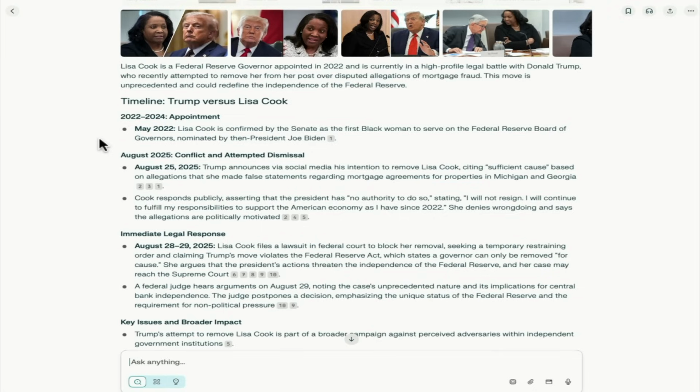May 2022, Lisa Cook is confirmed by the Senate as the first black woman to serve on the Federal Reserve Board of Governors, nominated by then President Joe Biden. A whole bunch of reasons why Trump would not like her. Number one, it's a Biden appointee. Number two, he's probably going to read into that and say, well, that is just a woke appointment. Maybe she wasn't qualified. The first black female appointed to the board.